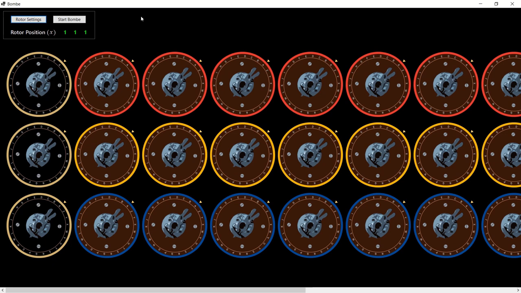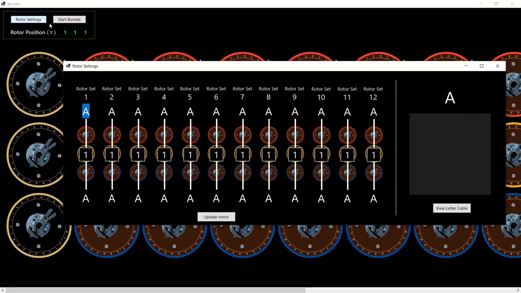Now we have to set the rotor positions for these rotor sets and connect them as per the loops we had found in the crib. In reality, this would be done by physically rotating the rotors and connecting cable bundles in the back of the Enigma machine. But in our virtual setting, we are going to type in these connections. Let us go open the rotor settings. Here, you can see the 12 rotor sets and their respective connections.